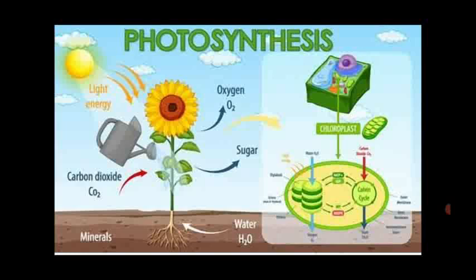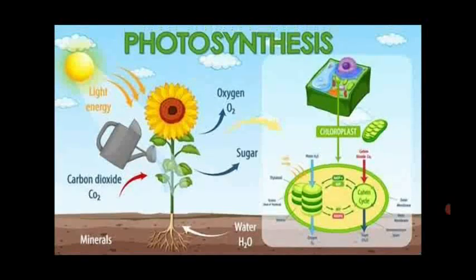Chloroplast is the green plastid which has the green color pigment. Using this green color pigment, carbon dioxide, sunlight, and water, they prepare the food material called carbohydrate or glucose, and they liberate oxygen into the atmosphere.